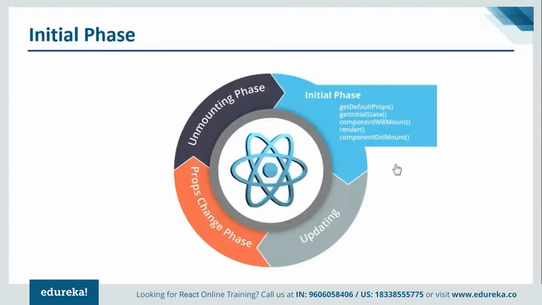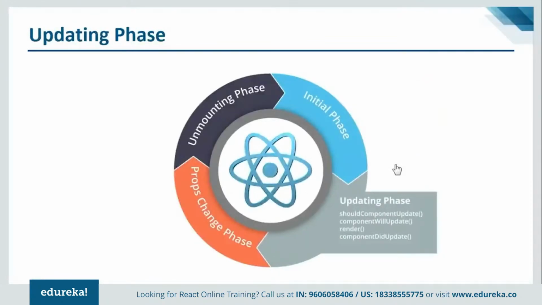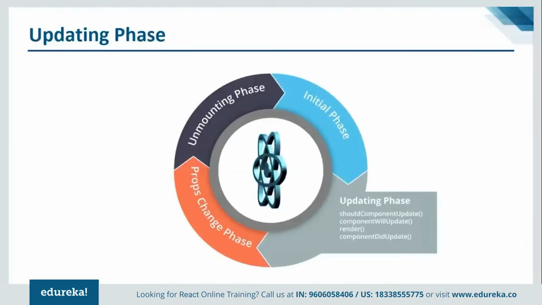Then we can move on to our next phase, that is the updating phase. So after the components get added to the DOM, they can potentially update and re-render only when a prop or a state change occurs. During this time, a different collection of lifecycle methods gets called. Let's see what happens when a state changes.